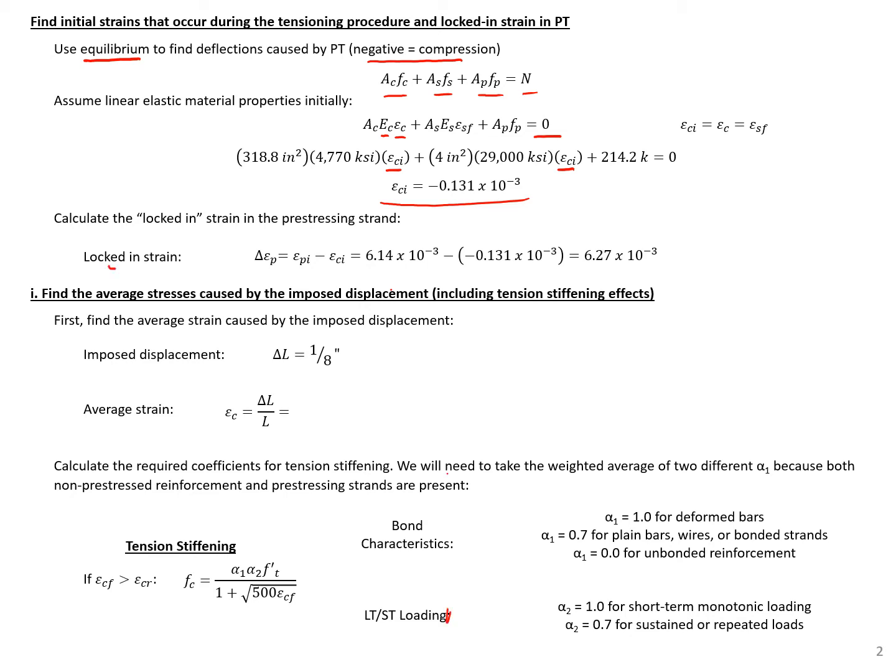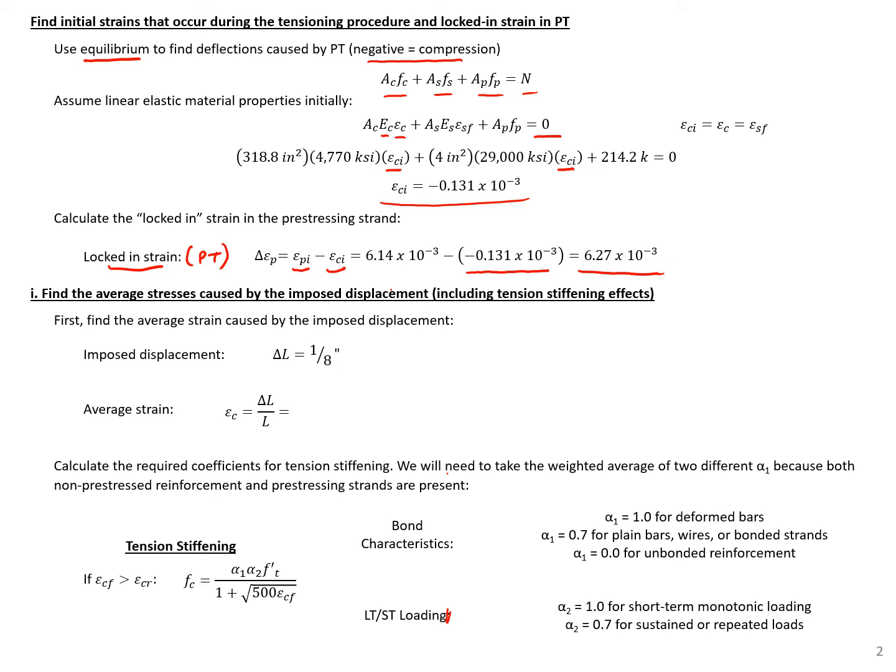Our locked-in strain for a post-tensioned column is equal to the initial strain in the pre-stressing minus the strain that's in the concrete after post-tensioning. Note that we have a compression strain in the concrete, so it'll be minus a minus, so we're adding the 0.131 times 10 to the negative third. That gives us our total locked-in strain after post-tensioning to be 6.27 times 10 to the negative third.